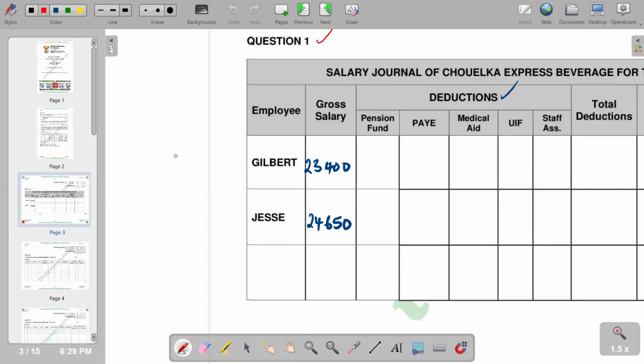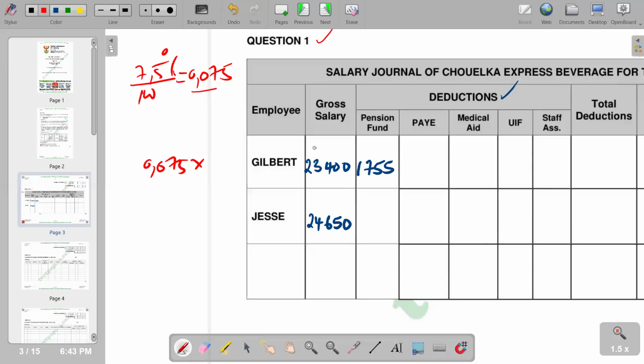7.5%, which, remember, if you divide it by 100 to convert to a decimal, becomes 0.075. So we are going to multiply Gilbert's gross salary by 0.075 to get the pension fund. If you do the calculation, you will see that the answer is 1,755. So this is what we have.